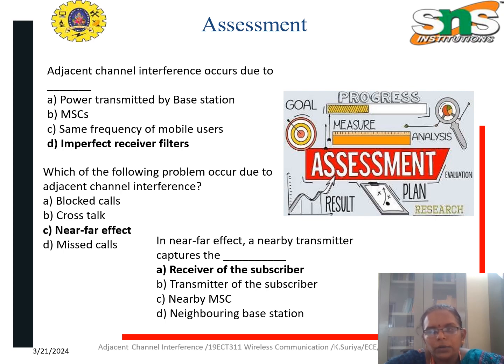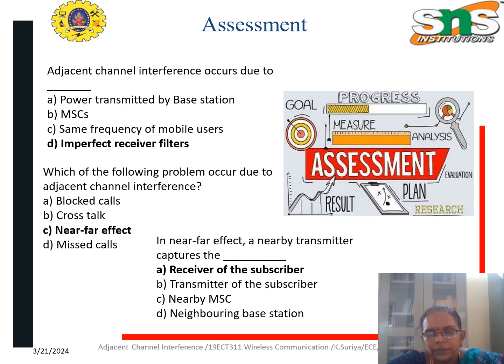I hope you understood clearly what is co-channel interference and what is adjacent channel interference. In order to reduce both the interferences, the main thing is we have to maintain a minimum distance between the co-channel cells or the adjacent channel cells in order to avoid interference. So let us take some assessment questions.